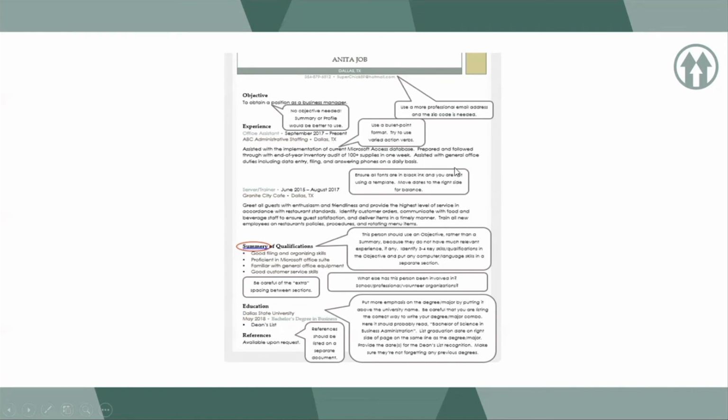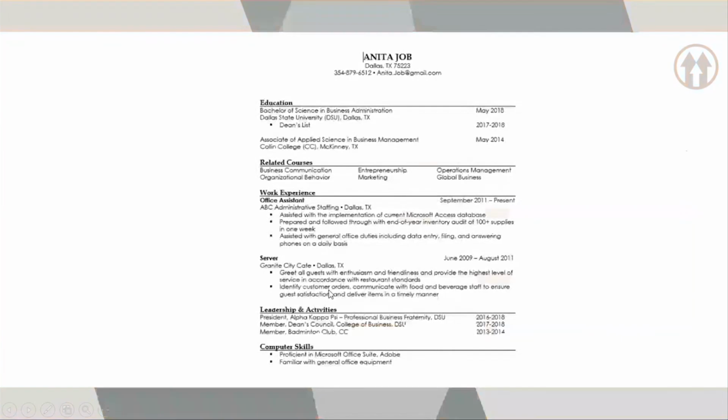They got it in paragraph form, so make it bullet points to make it easier to read. Ensure that your font is black ink and you are not using a template. Yep, somebody said template, so that's a good catch. Move dates to the right, so that left to right, it balances the resume out. Summary, I think it was misspelled. This person should use an objective rather than a summary, okay? Because they do not have much relevant experience. Yep. Identify three skills. All right, so let's go to the clean version. Oh, sorry. So here's the clean version.